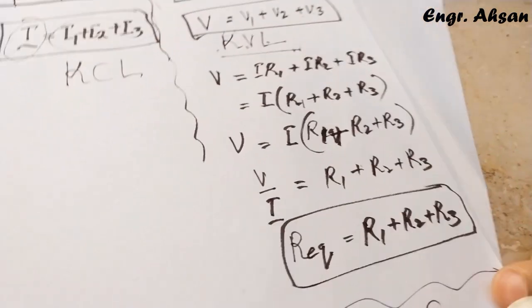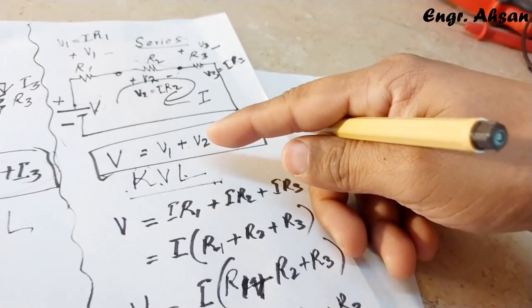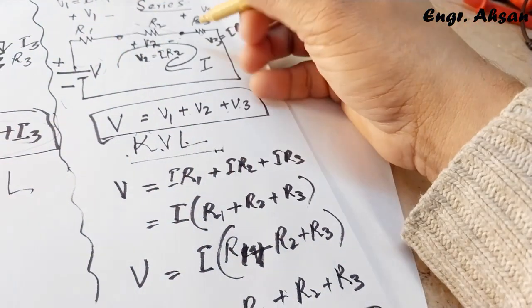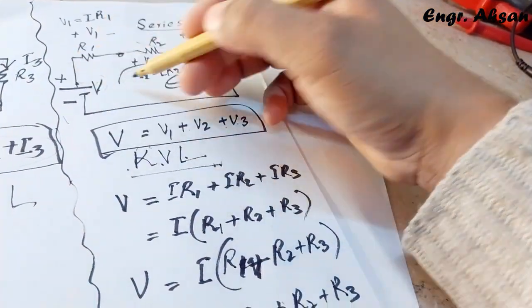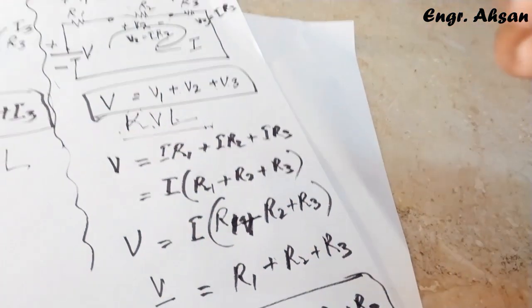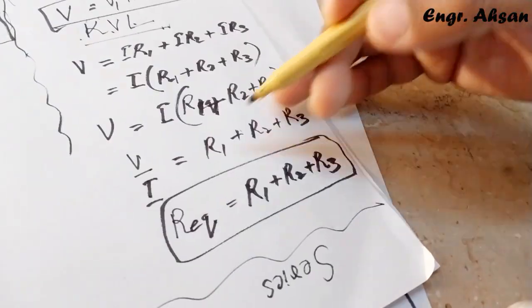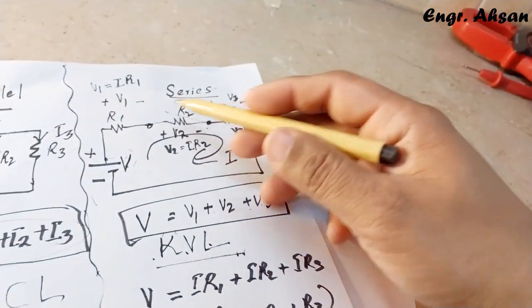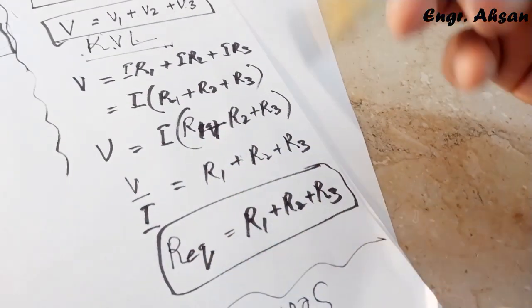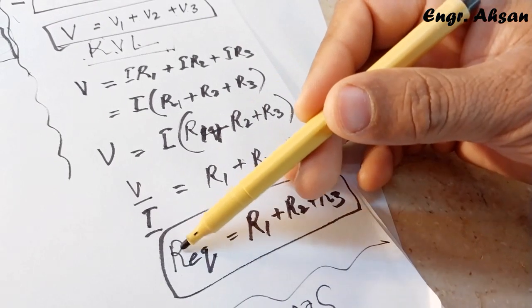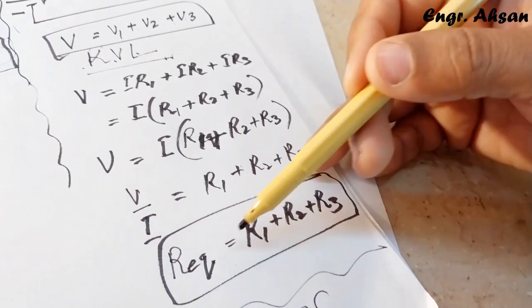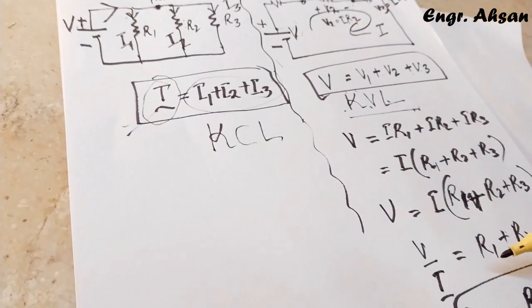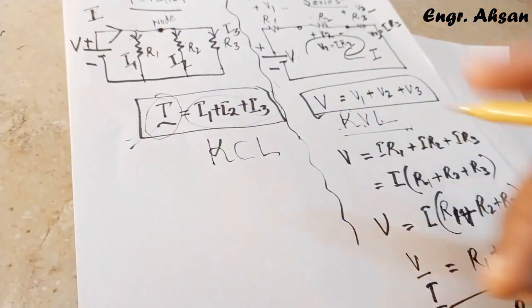Equivalent resistance means if you combine all the resistances together, you can replace these three resistors with one resistor only, and that one resistor would be of this value. If you want to replace all of them with one, its value would be R equivalent. All right, so now let's solve for this circuit.